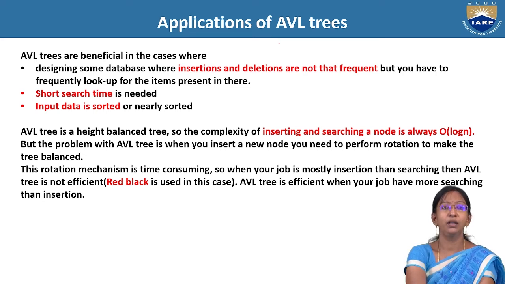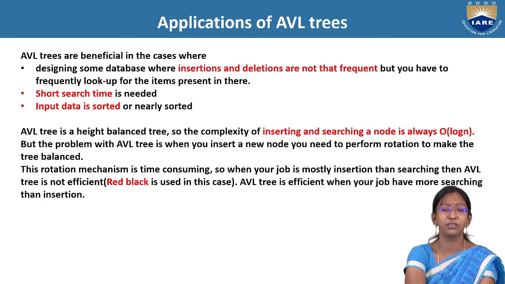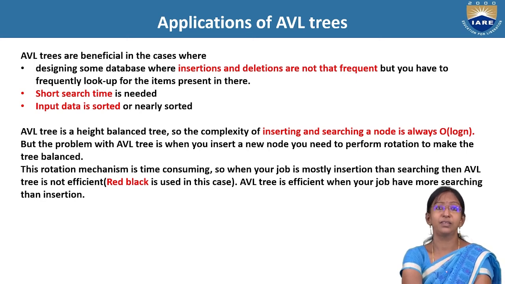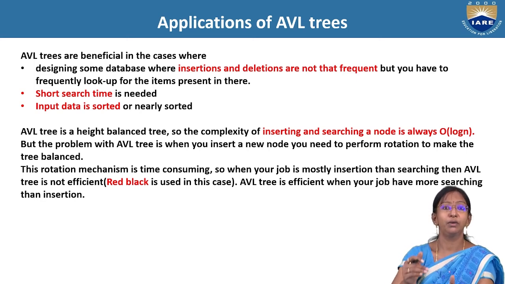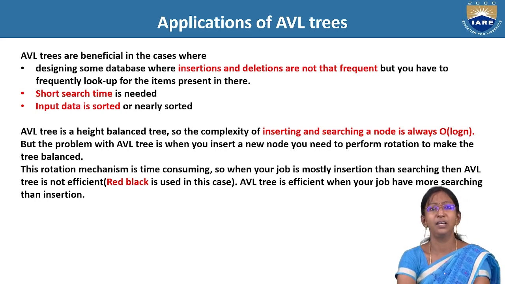So the applications go with the disadvantage. They are cases where the tree which you construct is a standard one. Rarely do you go for insertion or deletion. It is mainly meant for searching. Then AVL is the best one. This design is the best one, that is, it has a very short search time because the number of levels will be very low. And the input data is sorted or nearly sorted.